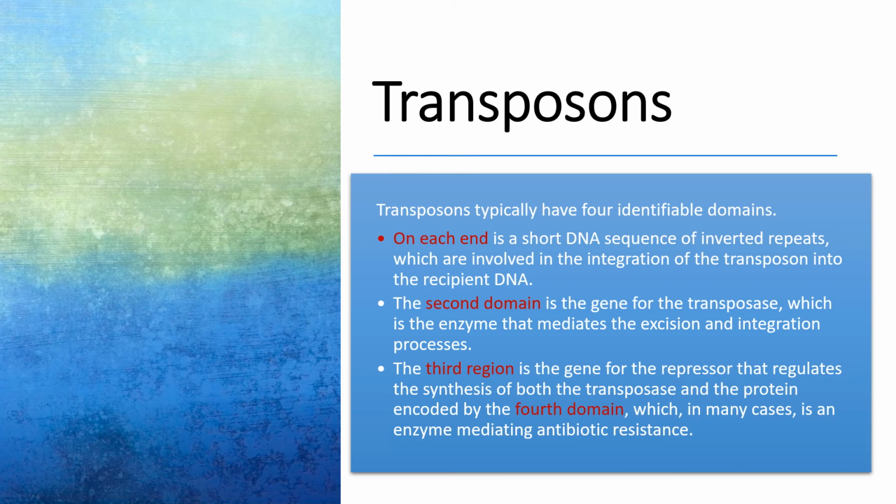Transposons have four identifiable domains. On each end there is a short DNA sequence of inverted repeats, which are involved in the integration of the transposon into the recipient DNA. The second domain is the gene for transposase, which is the enzyme that mediates the excision and integration process. The third region is the gene for a repressor that regulates the synthesis of both the transposase and the protein encoded by the fourth domain, which in many cases is an enzyme mediating antibiotic resistance.